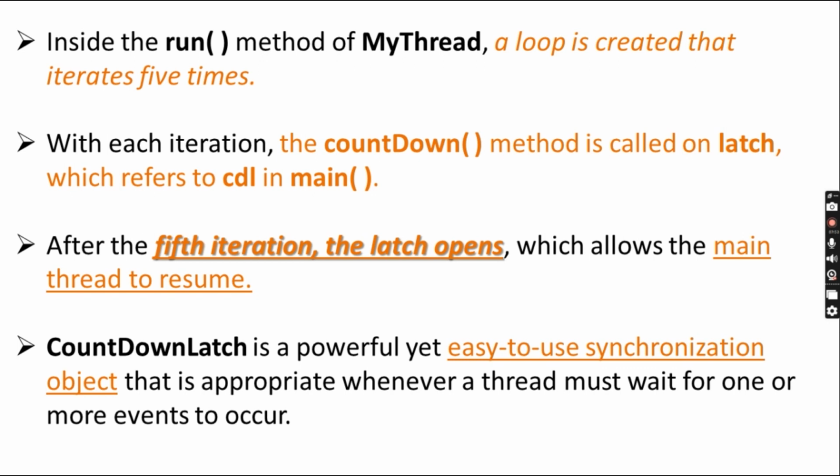CountDownLatch is a powerful synchronization object, the second synchronization object after the semaphore, that is appropriate when a thread must wait unless and until all the things that are supposed to happen have actually happened. All the awaiting process has been finished.